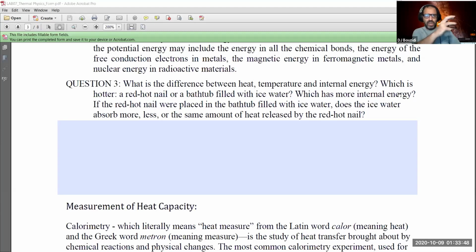So if heat is lost from the nail, where would it go? It goes to the ice. So there is no room for it to go anywhere else. So that's basically the answer to this question.